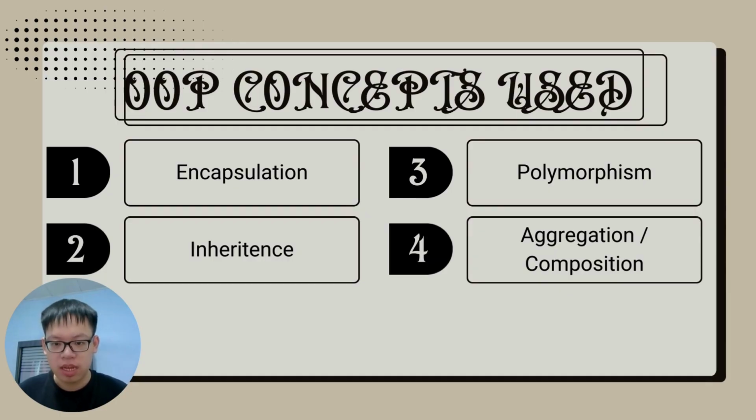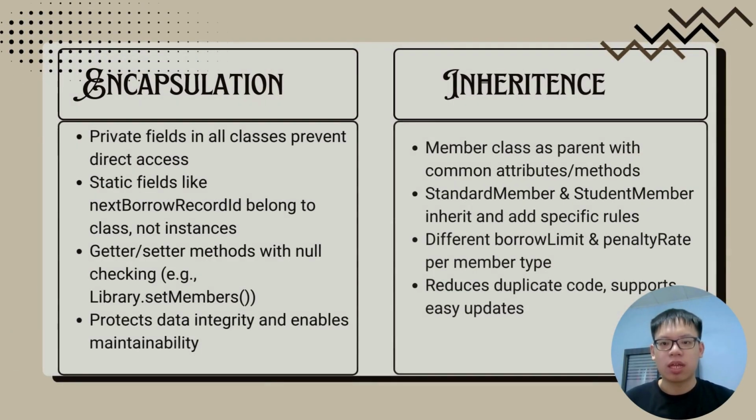Hi, my name is Shihant. I will now begin to explain the object-oriented programming concepts used in this project. The first concept I would like to explain is encapsulation. We used private attributes in all our classes with controlled access through getters and setters. For example, in our library class, the setMembers method includes null checking to ensure system stability.